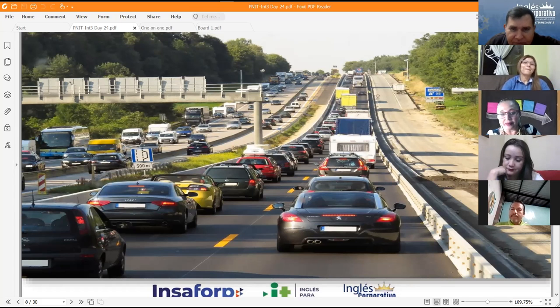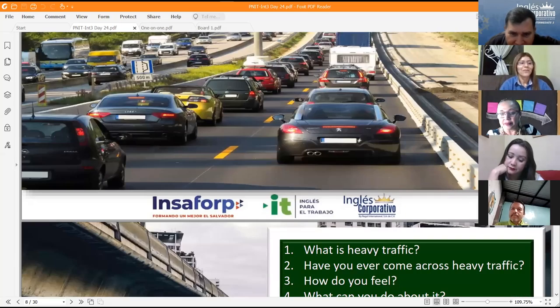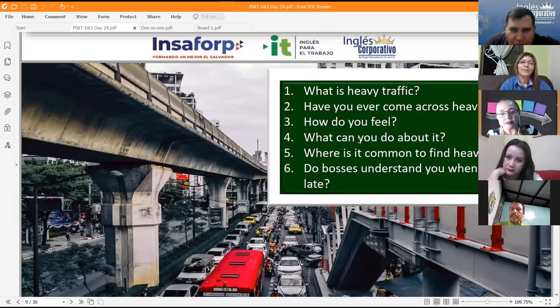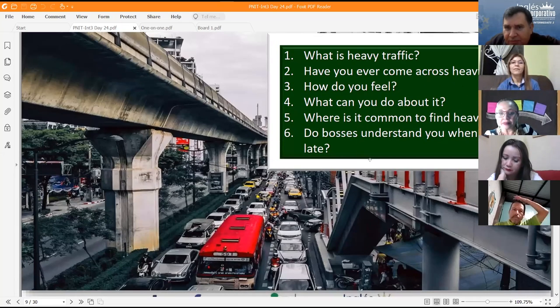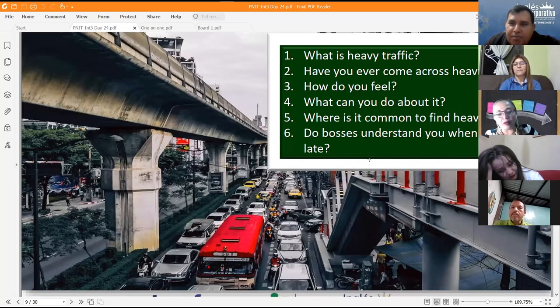Yes, that's true. Okay, let's see. What is heavy traffic? It is an accumulation of vehicles on the road. Exactly. There is an accumulation of vehicles on the road. The movement of the cars is low. The flow of cars is very slow, yes.